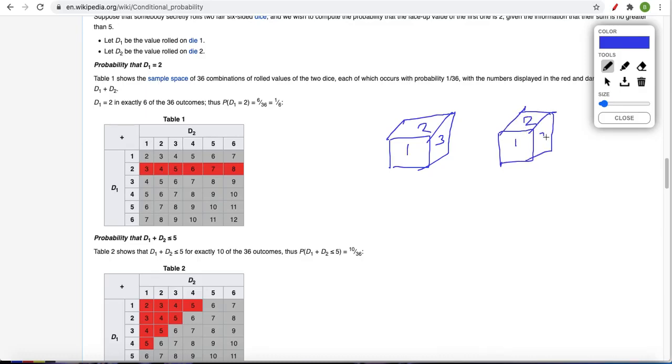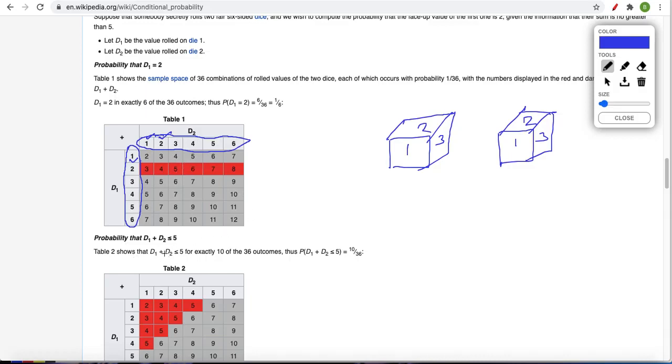Again 1, 2, 3. Again 3 faces are hidden here also. So these are the outcomes on die 1, right? And these are the outcomes on die 2, right? That means possible events are: die 1 is showing 1, die 2 is showing 1, right? So die 1 is showing 1, die 2 is showing 2, right? So these are the outcomes.